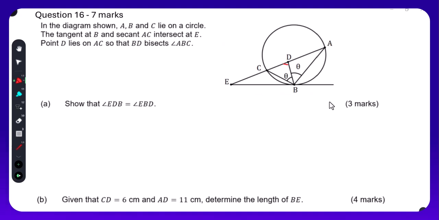Actually, we'll give it a little, we'll denote it as such. We'll call EBC, this in the middle, alpha. So I'll write that down. EBC equals alpha, and therefore EBD is going to be alpha plus theta.